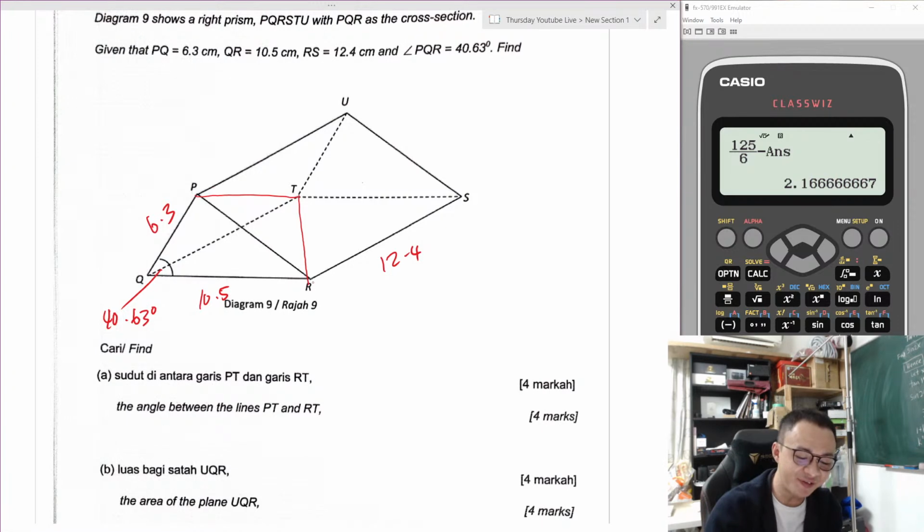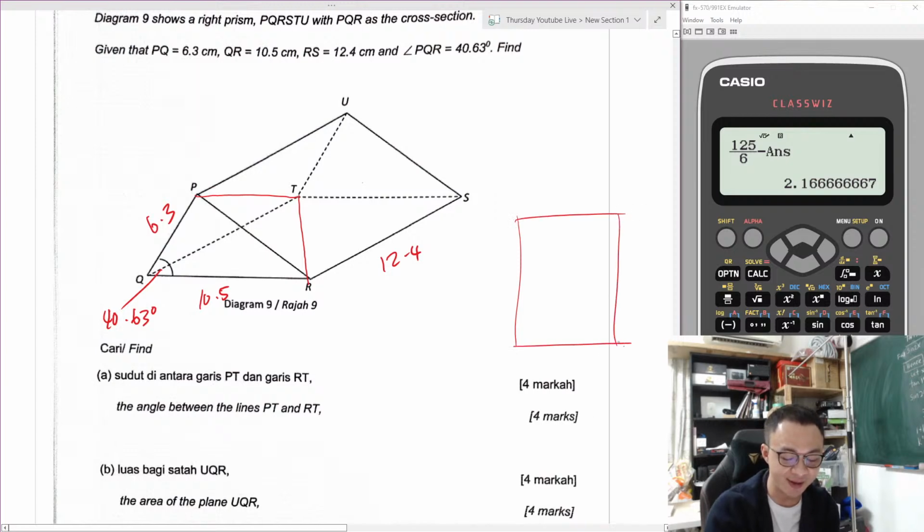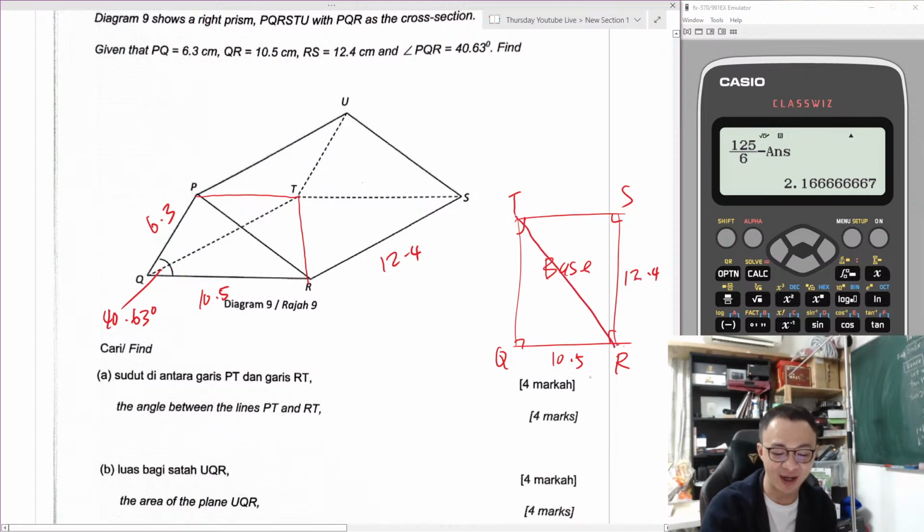Okay, let's find the RT length first. Because the bottom, you should have a rectangle like this. This is the base. Right now, I'm doing the base. QRTS, definitely is 90 degrees each for all of them. So Q to R is 10.5. This is 12.4. So from R to T is basically a hypotenuse, right? It's a hypotenuse of your triangle, right? So in order to find RT, it is the Pythagoras.